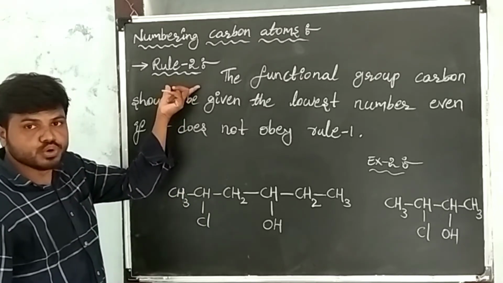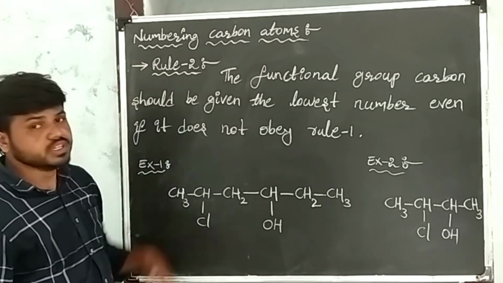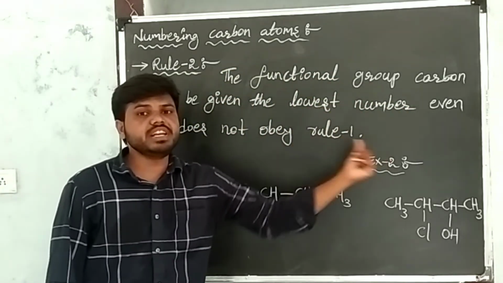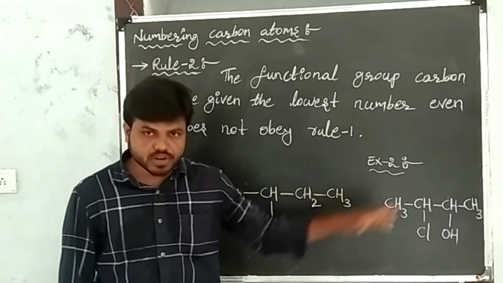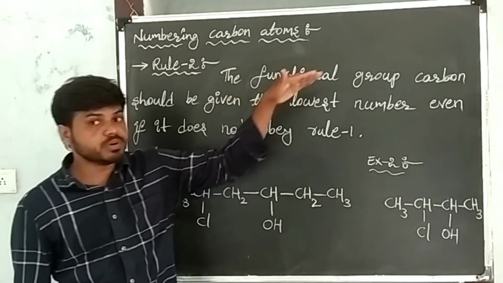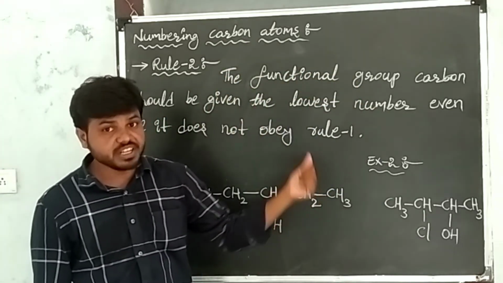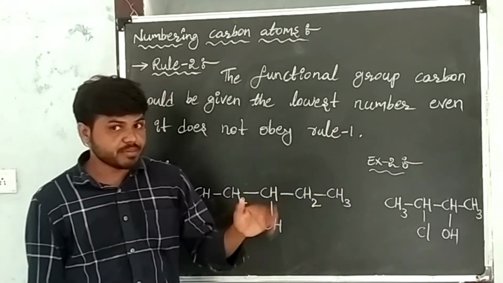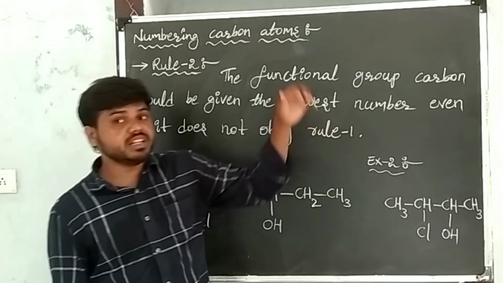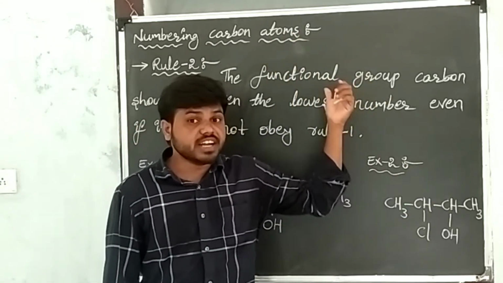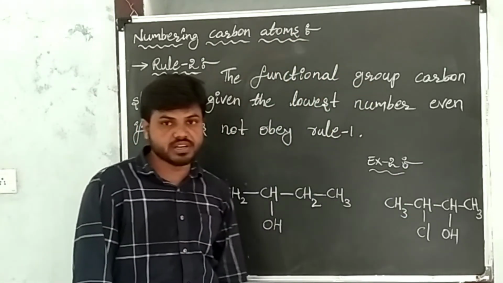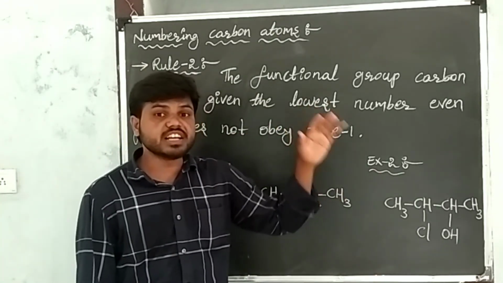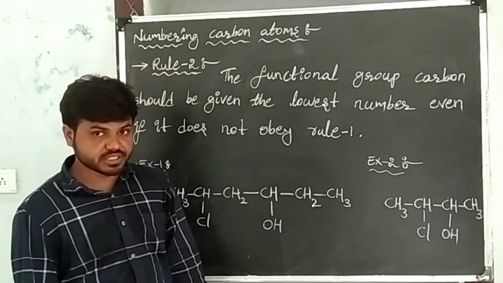Now we discuss rule 2. The functional group carbon should get the least number even if it does not obey rule 1. I am repeating: at whichever carbon the functional group is present, that carbon should get the least number.